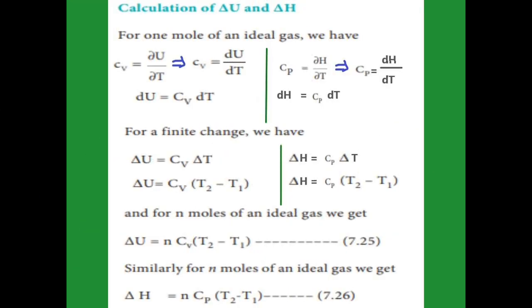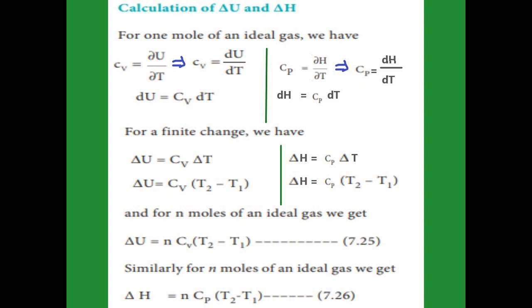Calculation of delta U and delta H. Delta U means internal energy change, delta H means enthalpy change. For 1 mole of ideal gas, heat capacity at constant volume Cv is equal to dou U by dou T, which we got from the previous slide. In that, we can replace dou U by dou T with the differential of U over the differential of T. Now cross multiplying, we get dU is equal to Cv dT.